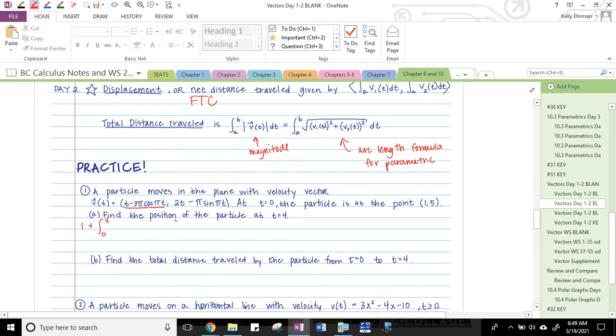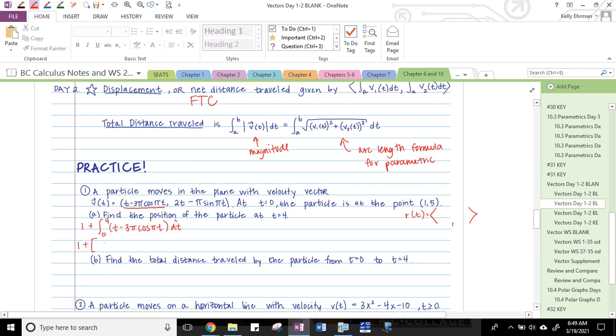of the velocity component for x, so I want the integral of t minus 3 pi cosine pi t dt. Whatever this comes out to will be what the new x component is for the position of the particle, right? And position, we'll just call that r of t. So I'm trying to come up with this number right here. Now, if I have a calculator, then this is really easy. I want to do it without a calculator to kind of remind you that we do have to remember our integration rules.